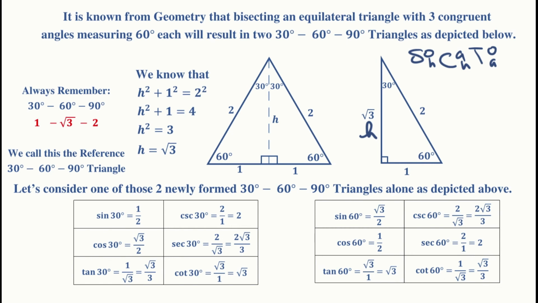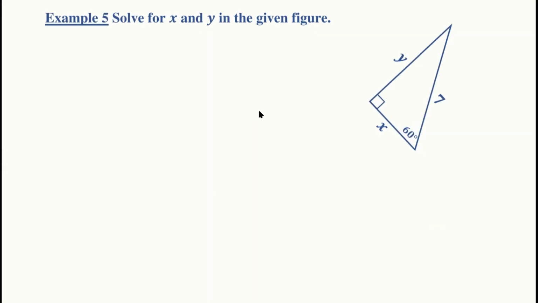So here we're given a triangle. It's not in any particular standard position, and we're asked to solve for x and y in this figure. So first thing we notice is that this is 90 and this is 60. This must be what? It can only be 30. So we can add that in.